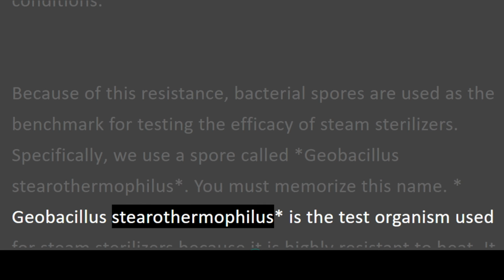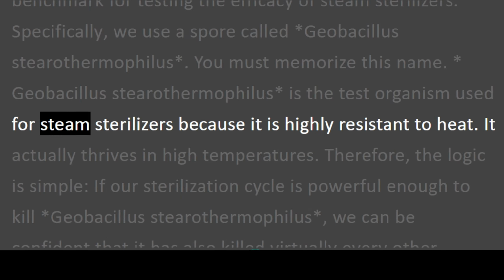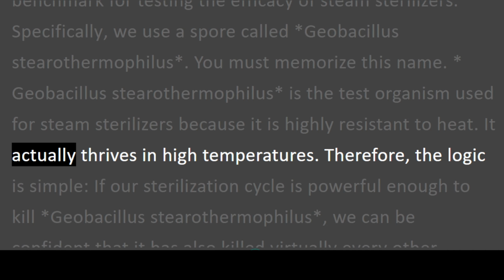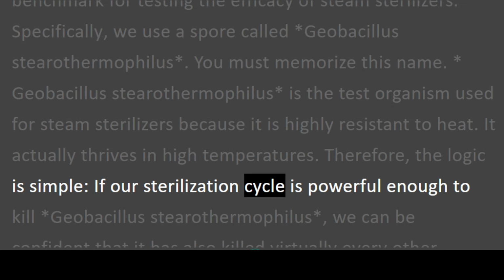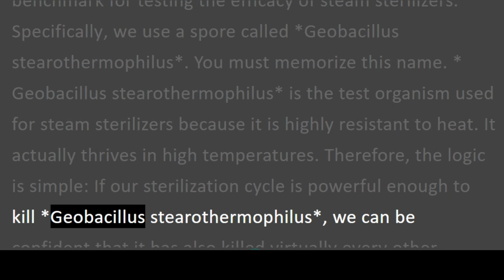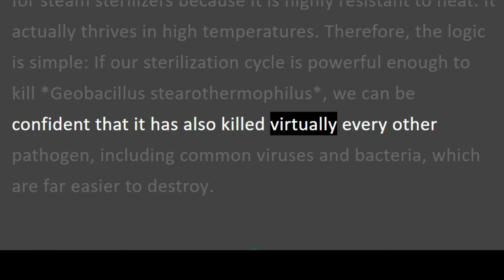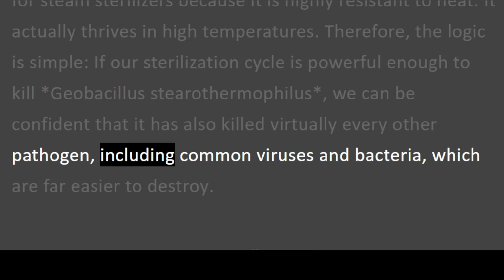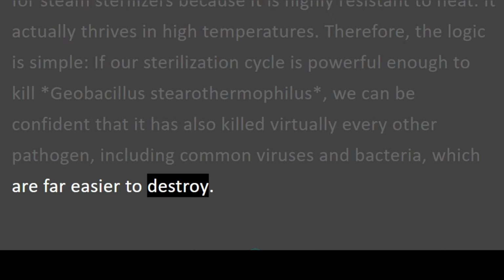Geobacillus stearothermophilus is the test organism used for steam sterilizers because it is highly resistant to heat. It actually thrives in high temperatures. Therefore, the logic is simple. If our sterilization cycle is powerful enough to kill Geobacillus stearothermophilus, we can be confident that it has also killed virtually every other pathogen, including common viruses and bacteria, which are far easier to destroy.